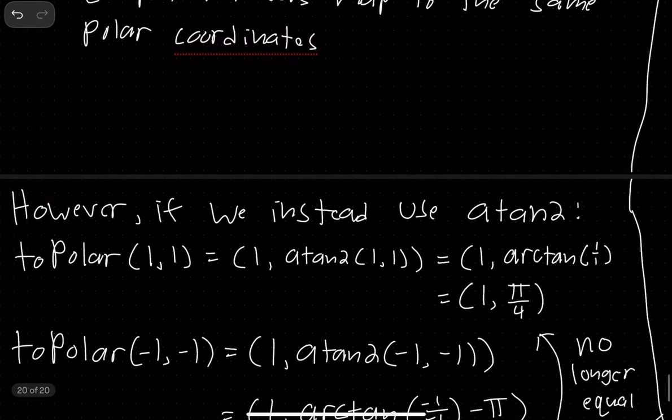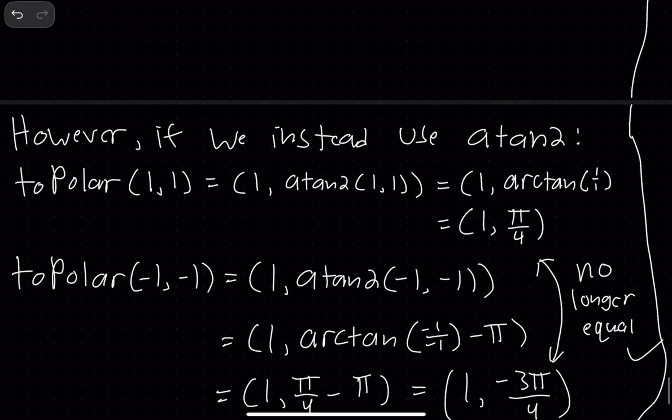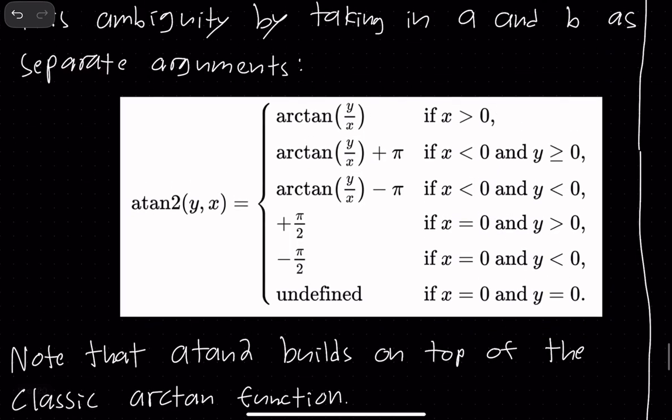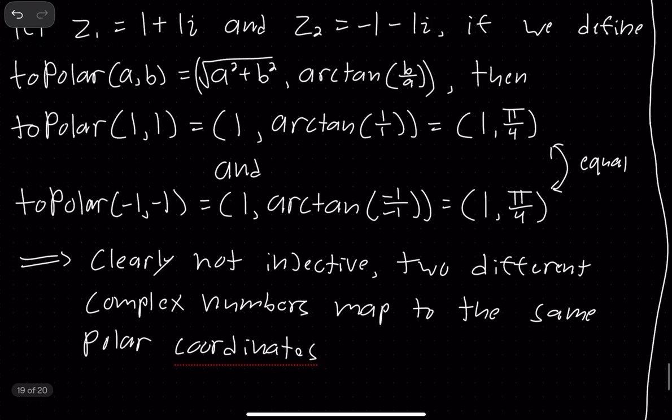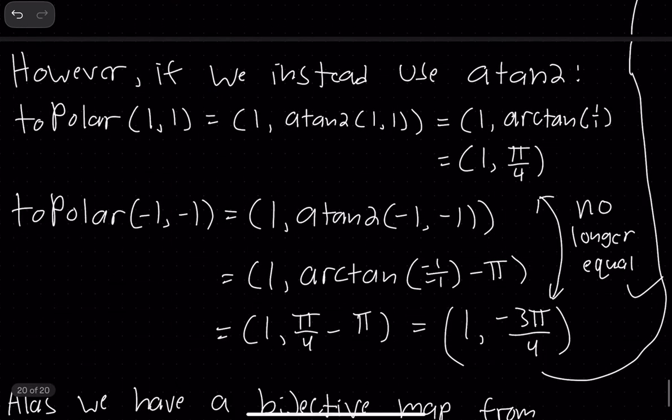Now, if we use atan2, then we'll see that when we replace the classic arctangent for the complex number 1 plus 1i, a is 1 and b is 1. So let's see, what does that mean? a is x and b is y. Since they're both positive, so x is positive, it's just going to be the normal classic arctangent. So we just plug in the regular arctangent, and again, you just get the same answer from before, 1 and pi over 4.